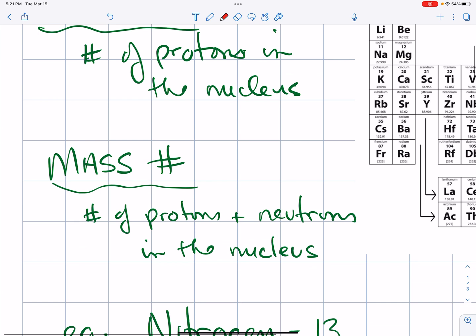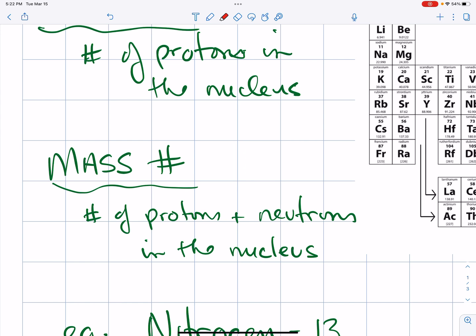Another important idea is the mass number. The mass number is the number of protons and neutrons combined within the nucleus of the atom. So again, pause and write that definition down if you need to. It's the number of protons together with the number of neutrons in the nucleus of the atom. Protons and neutrons are approximately the same size. They each have a mass of 1 atomic mass unit.